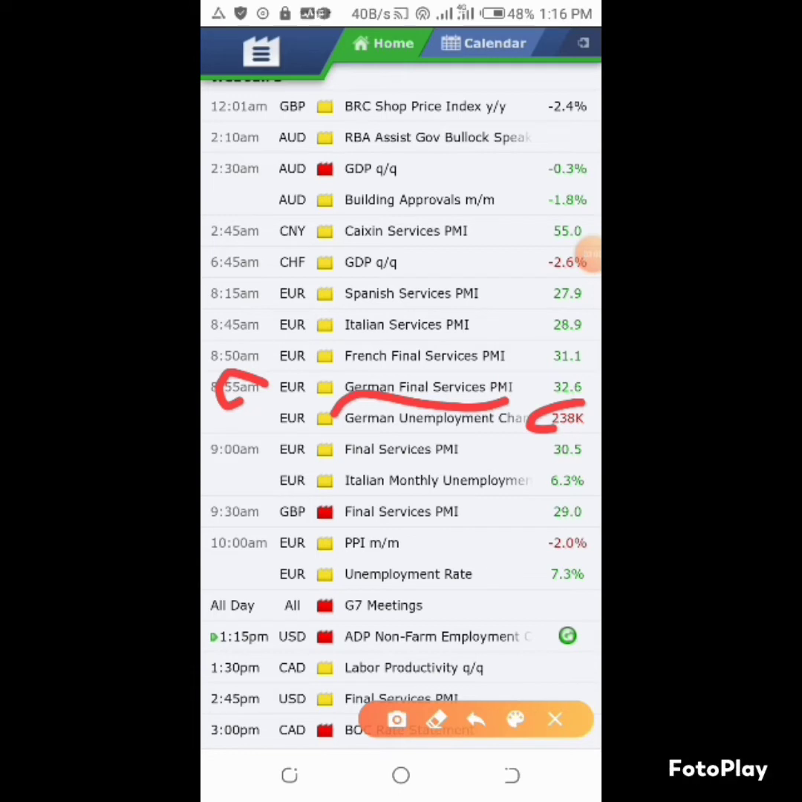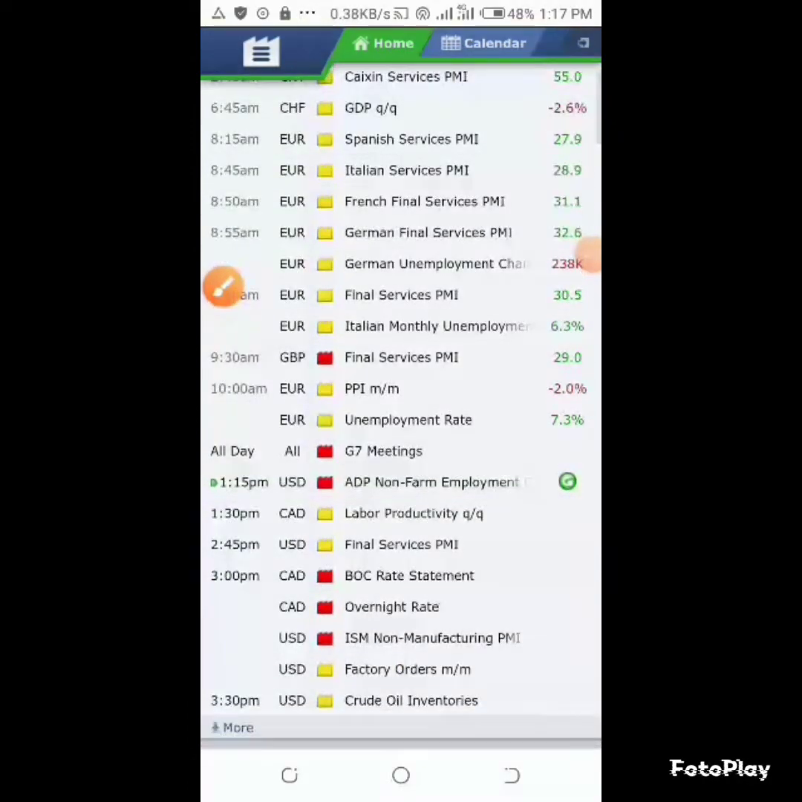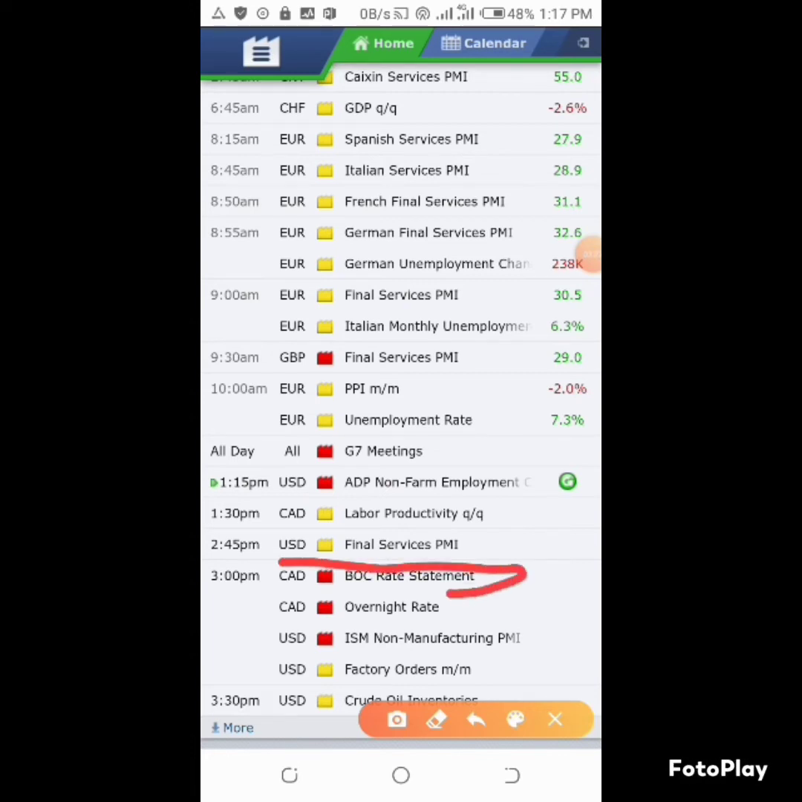Now the news was released at 8:55 a.m. and what we got was this, meaning that euros is going to weaken. People have lost their job, people won't be able to buy things, meaning that euro is going to weaken. And if you were able to catch this and then trade euro, then you notice that euro would depreciate.